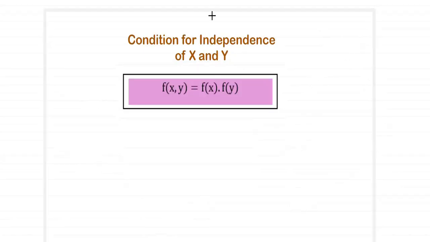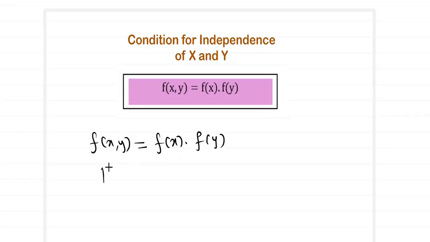Moving on to the next concept, condition for independence of the random variables x and y. So when can I say that my function is going to be independent? Whenever my variables are independent, my function f of x comma y can be split and written as the product of f of x into f of y.